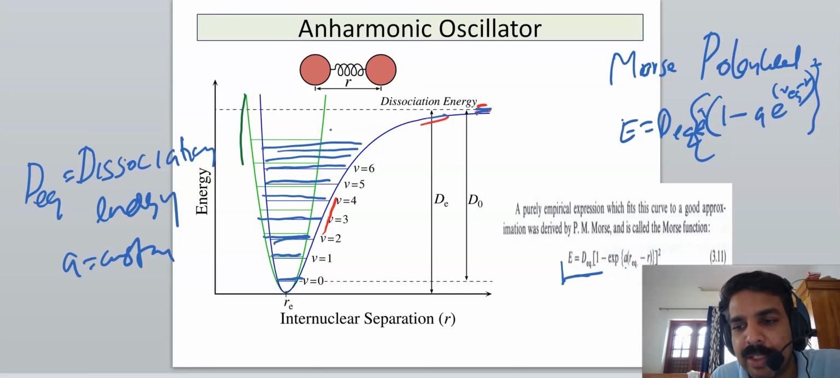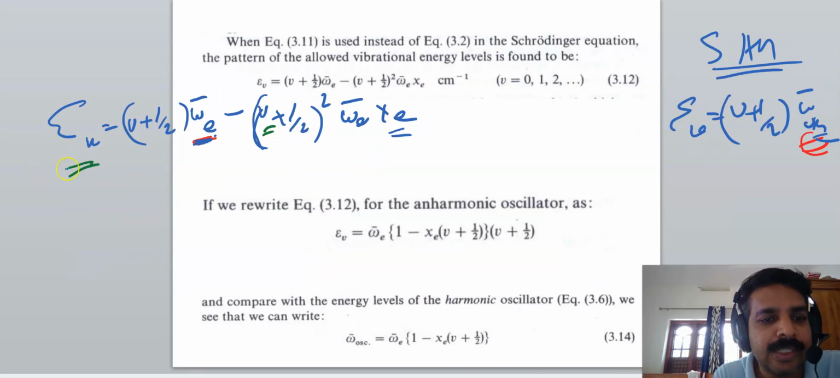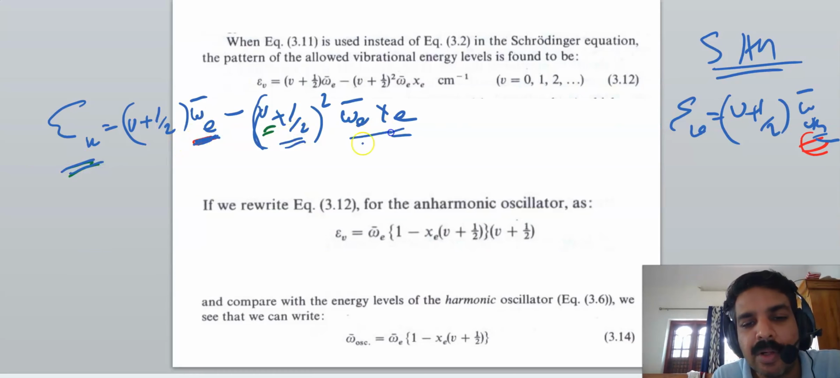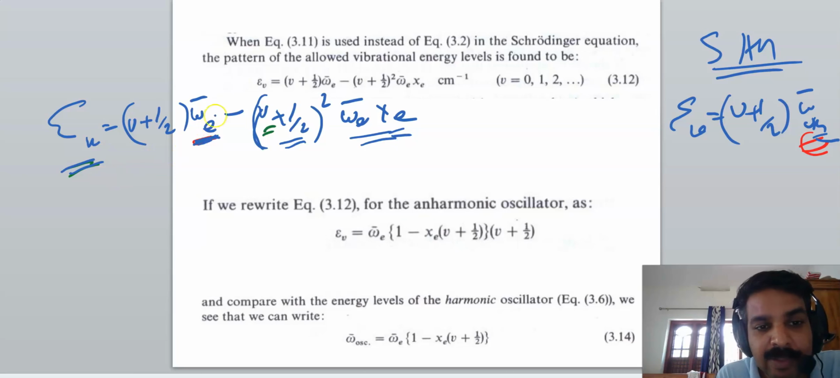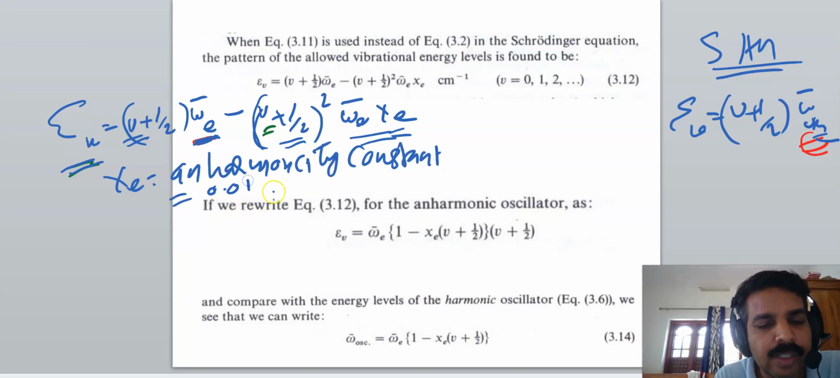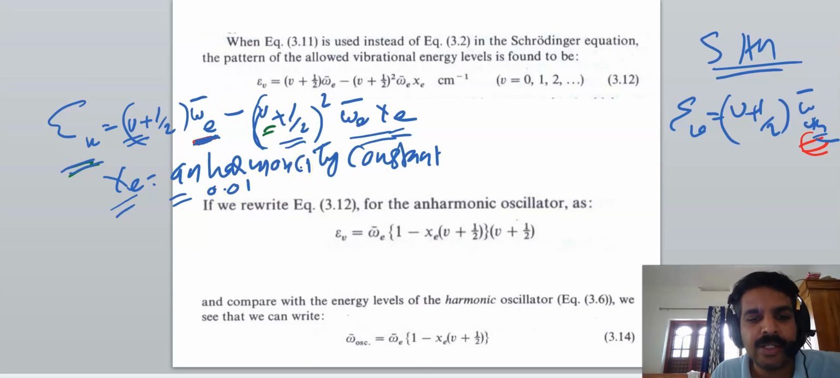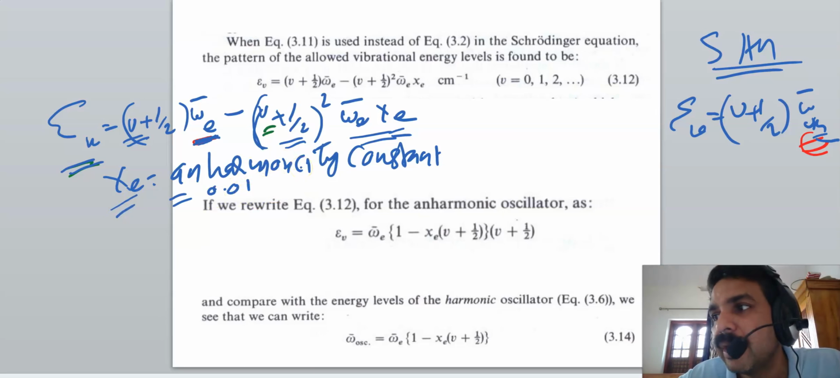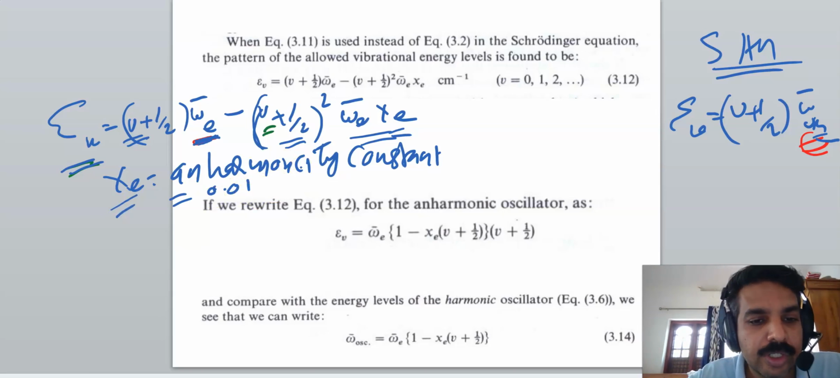Then you can simply understand from this equation, E_v is equal to (v + 1/2) omega bar e minus (v + 1/2) squared omega bar e x_e, where omega bar e is the vibrational frequency of the molecule, v is the vibrational quantum number as you know, and x_e is called the anharmonicity constant. Its value is very low, approximately 0.01 or 0.05 like that, and it is a dimensionless, unitless quantity.